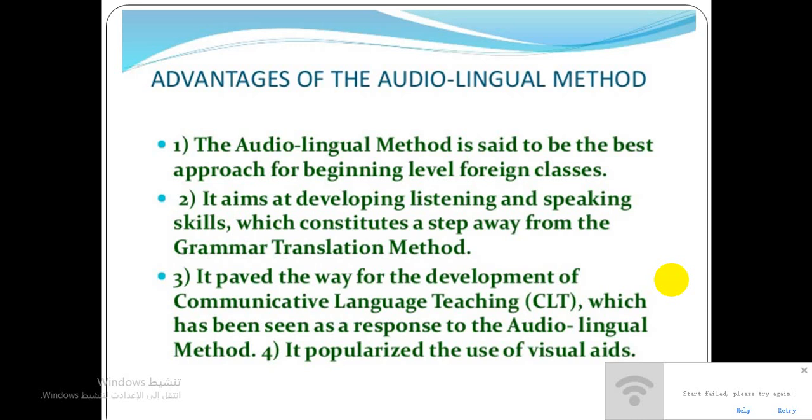It paved the way for the development of communicative language teaching, which has been seen as a response to the audiolingual method. It popularized the use of visual aids. Another advantage of this approach: all students are active in the classroom, the class is more interesting and lively, and speaking and listening skills are better trained.